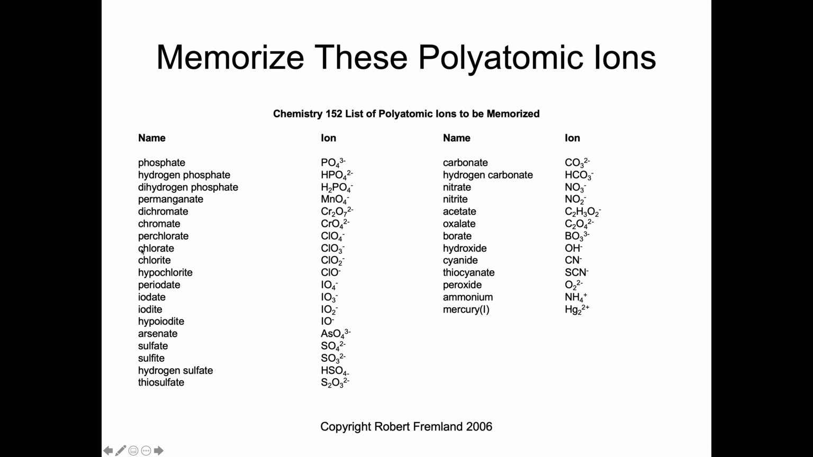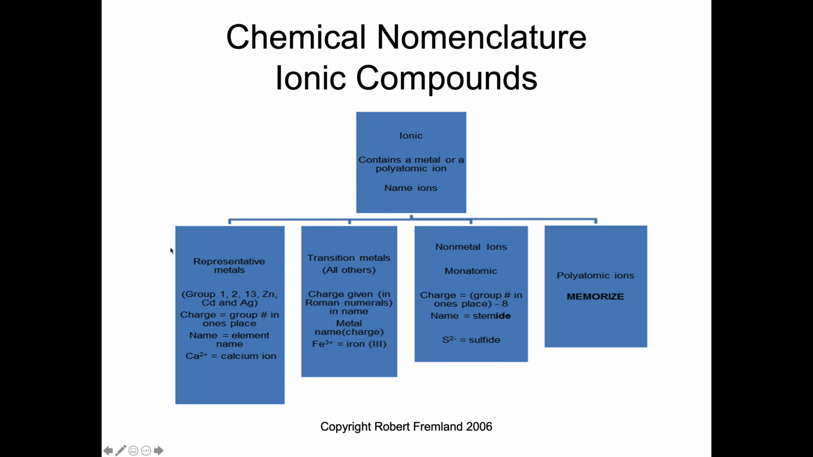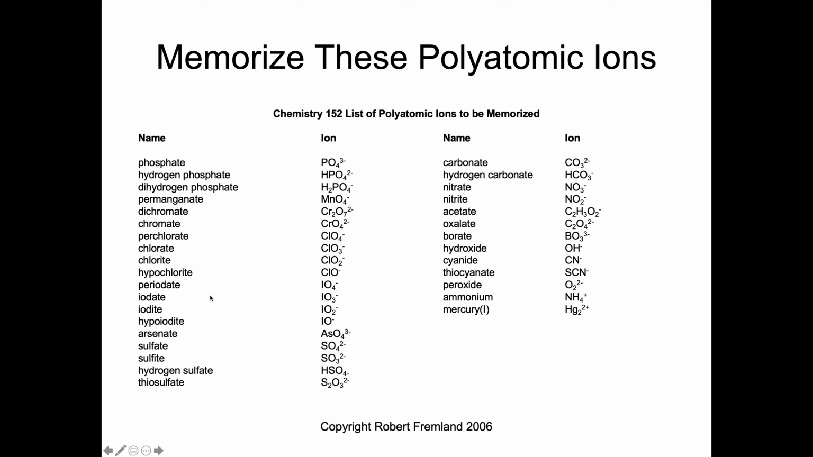If you look at the chlorine series here, chlorate, the one that ends in "ate," you'll note that the one that ends in "ite" is 1 oxygen less. See that? All right, so chlorate is ClO3, chlorite is ClO2. It works the same for iodate and iodite. Sulfate is SO4, sulfite is SO3. So if you memorize the one that ends in "ate," that will work.